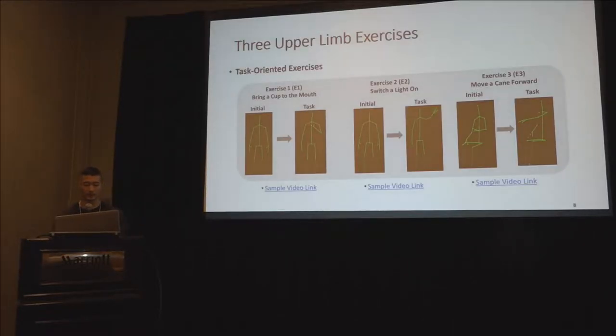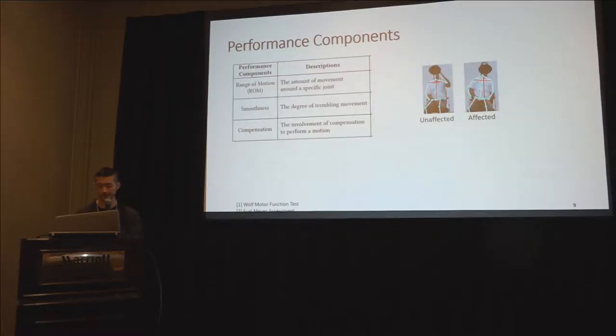We mainly utilize three task-oriented upper limb exercises. The first is bringing a cup to the mouth, where the patient has to grab a cup and reach to the mouth area as if they're drinking water. Exercise two is where the patient has to reach forward to switch a light on. In exercise three, they need to extend the elbow to move the cane forward.